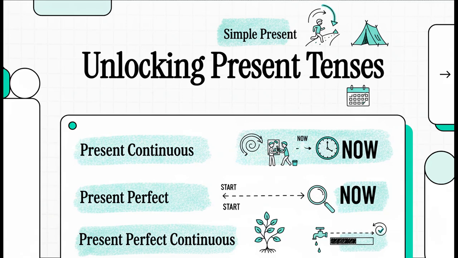Okay, so I am watching this, or I watch this. It's one of those things, right? Getting the English present tenses perfect can be, well, a little tricky. But today, we're going to unlock the four main ones that trip people up. And I promise, by the end of this, you're going to know exactly when to use each one and why. So let's jump right in.